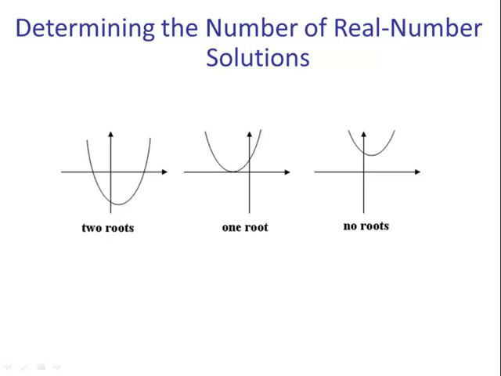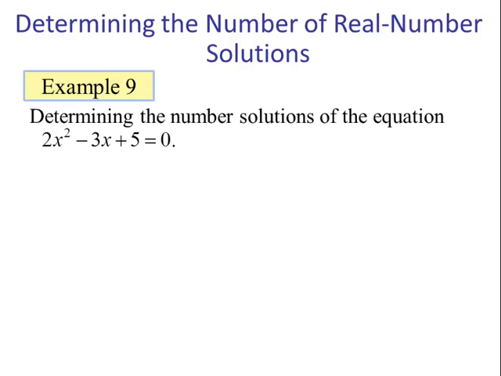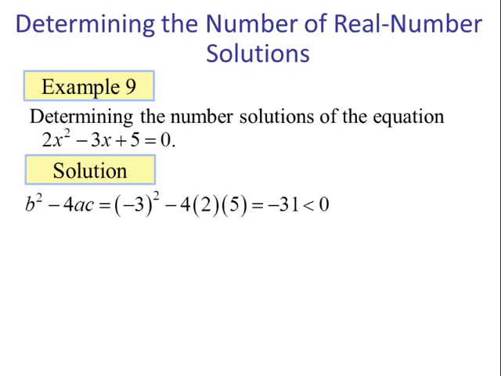Let's do an example. Example 9. Determine the number of solutions of the equation 2x squared minus 3x plus 5 equals 0. Solution. So our first step is to find the discriminant for this equation. So b squared would be negative 3 squared, minus 4 times 2 times 5. 3 squared is 9, so 9 minus 40 is negative 31. Negative 31 is less than 0, so we say there are no real solutions.